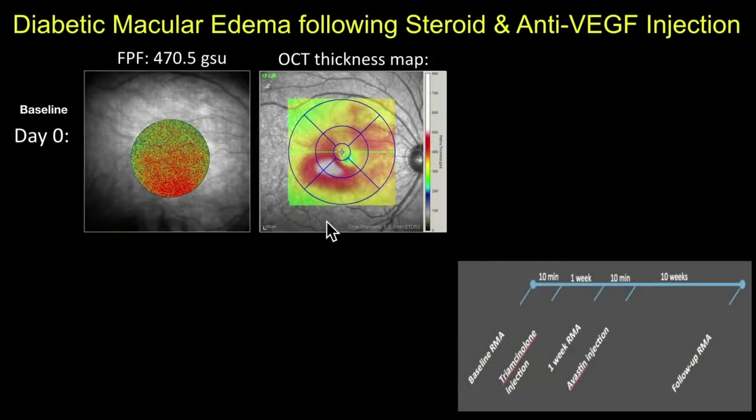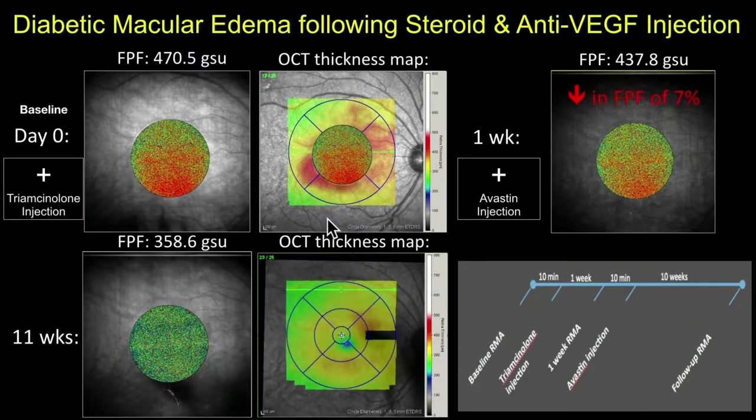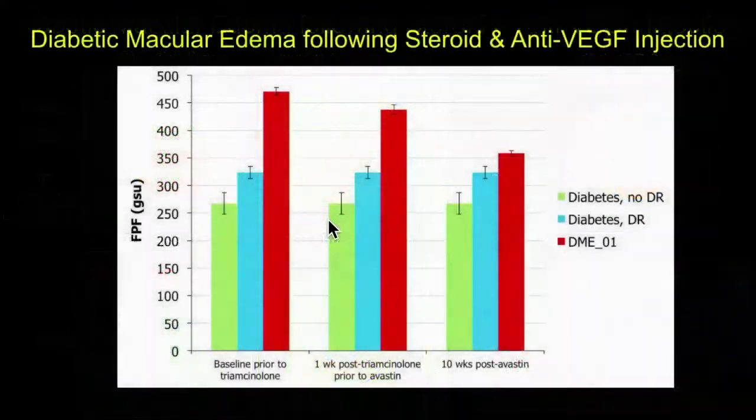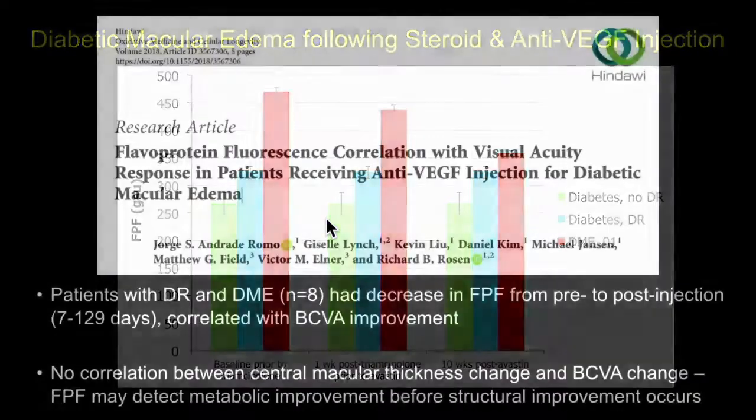Here's an example of a patient with diabetic macular edema who's treated with steroid, which shows a reduction in the flavoprotein fluorescence of just about 7%, which is not very much. But then the patient is given an anti-VEGF injection, and at 11 weeks, it's dropped down 24%. Here are the graphs of the same situation, comparing it to the age-matched controls.